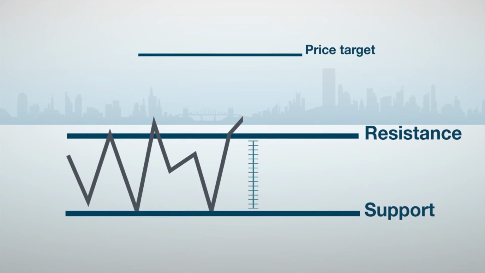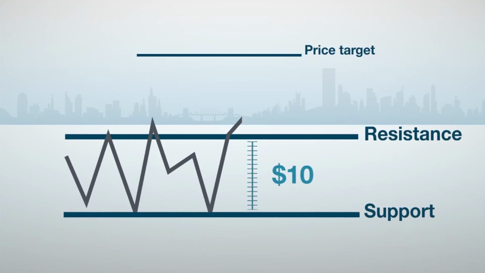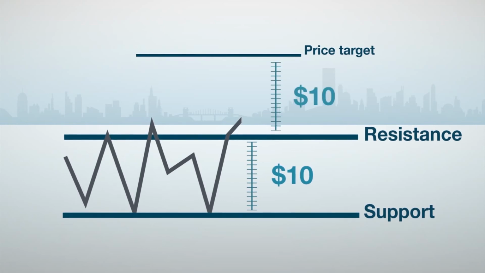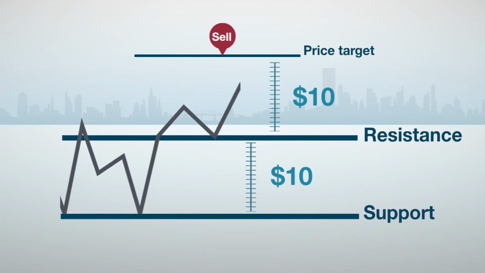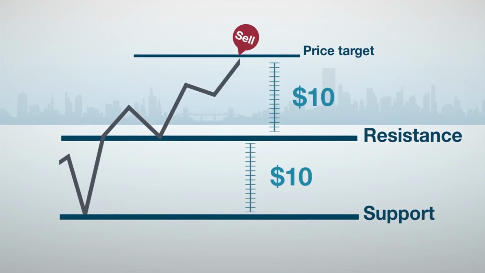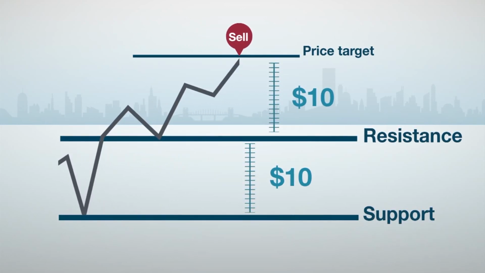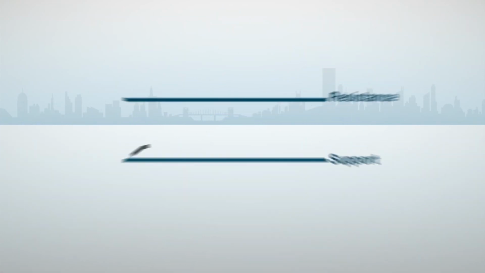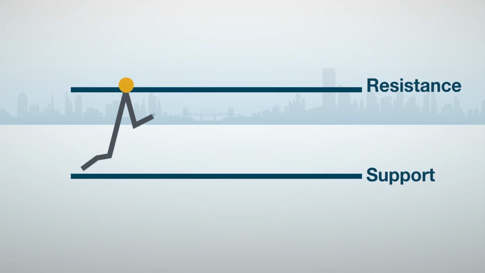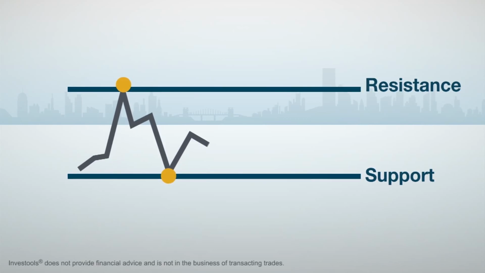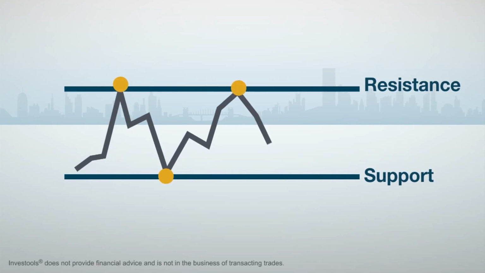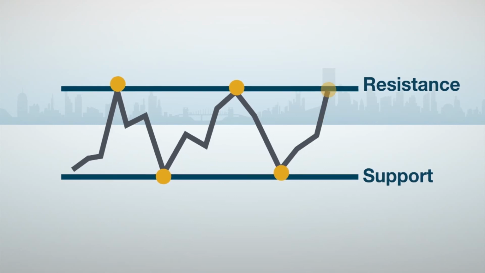For example, if the difference between support and resistance in the rectangle is $10, the price target should be $10 above resistance. While not a guarantee of success, setting target prices may be a useful strategy for investors who use rectangle patterns as part of their technical analysis. Whether trading in the short term or the long term, recognizing and understanding rectangle patterns can help you make more informed investing decisions.